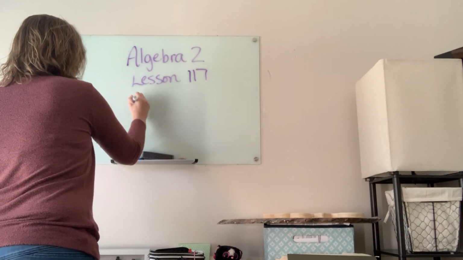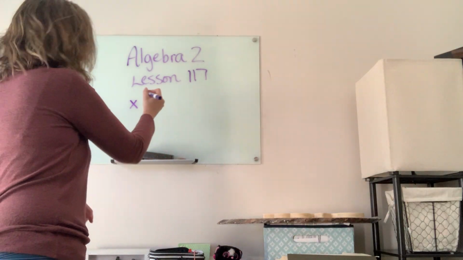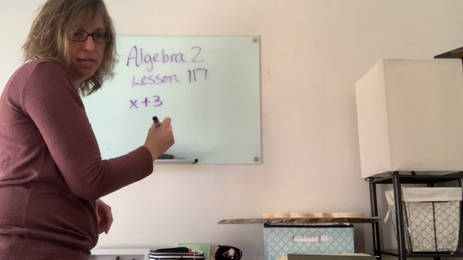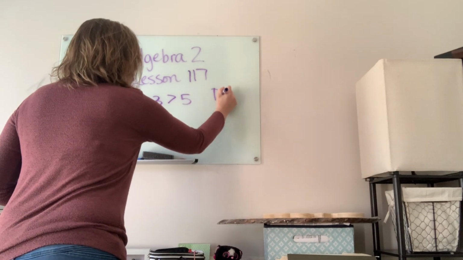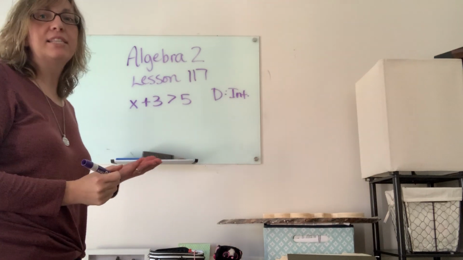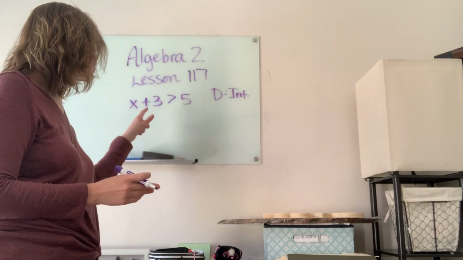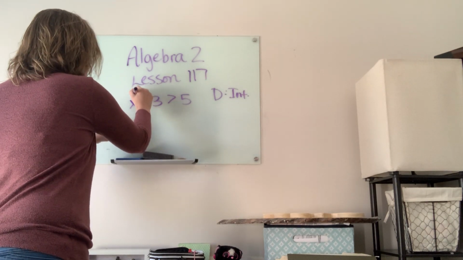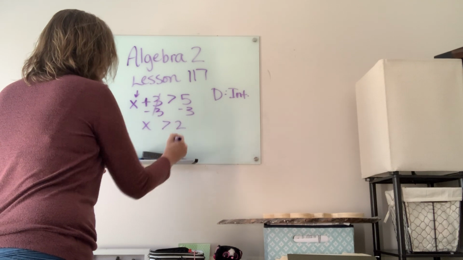All right, and it says x + 3 is greater than 5. Now remember, we know that our domain is integers, because that's what the set built for us, and so we know it's limited to those integers. Now let's solve it. If I'm getting my variable by itself, I'm going to subtract 3. So x is greater than 2.